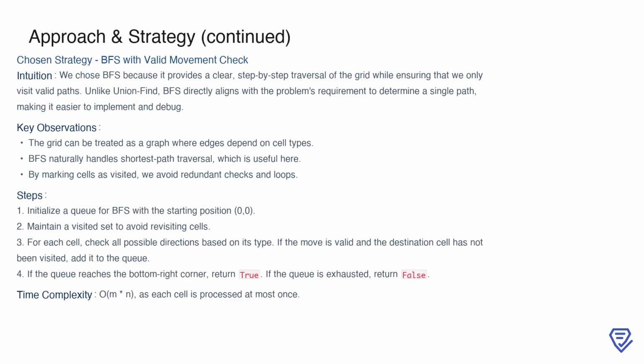To implement this, we initialize a queue with the starting cell and maintain a visited set to avoid redundant processing. For each cell, we evaluate the possible movements based on its type, and if a move is valid and the destination cell hasn't been visited, we add it to the queue. If we reach the bottom right corner during this traversal, we return true. Otherwise, if the queue is exhausted, we return false. This method is efficient with a time complexity of O(m*n), as each cell is processed only once, and it's straightforward to implement compared to union find.